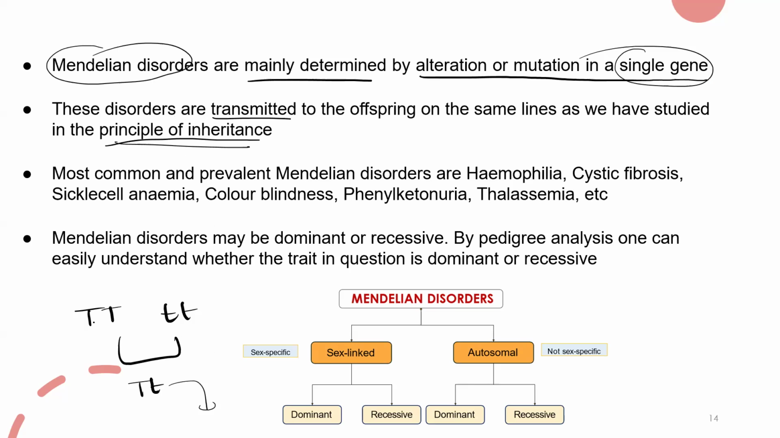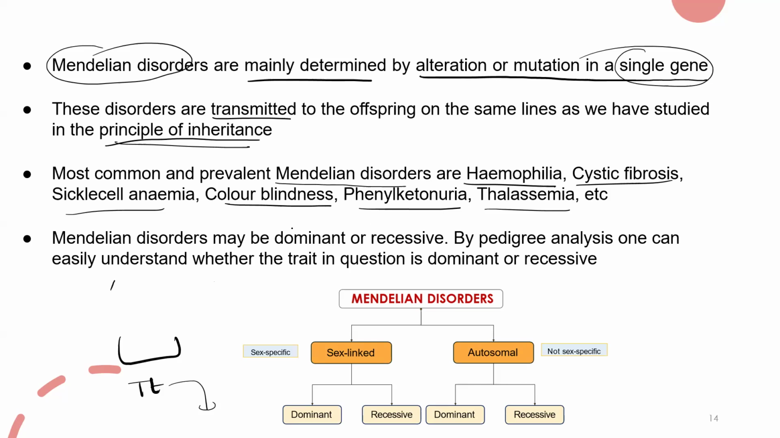For example, in place of capital T, for the parent with the mutation I can say capital M, capital M. The one which is not mutated is small m, small m. Like that we can denote them. We'll talk about that when we study some of the diseases. The most common and prevalent Mendelian disorders mentioned in the NCERT are hemophilia, cystic fibrosis, sickle cell anemia, color blindness, phenylketonuria, and thalassemia. We'll study each of these diseases, how the mutations occur, and what the symptoms are.